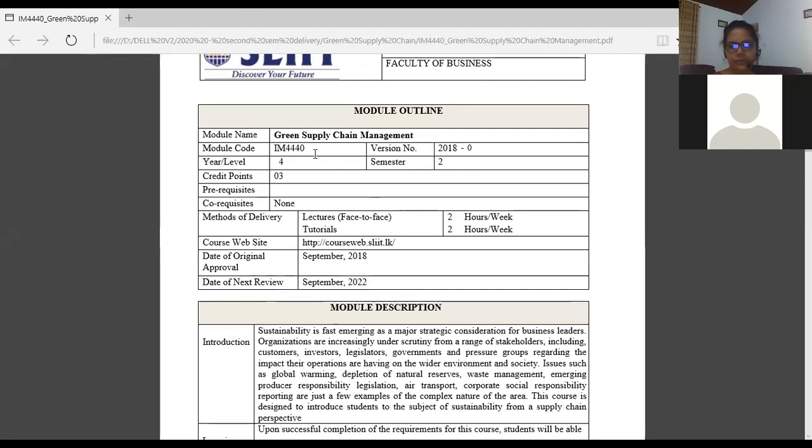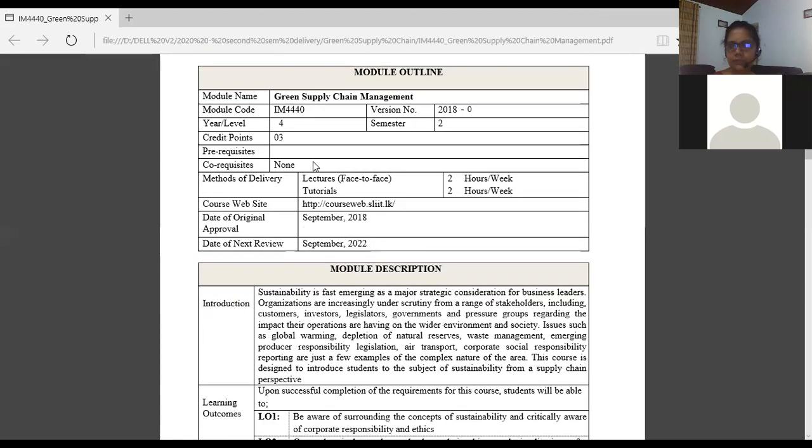The enrollment key is also the same as the module code. The credit points, it's three. So if you are planning for a first class, maybe since you are in the final year, if you are planning for a GPA of about 3.7, or maybe if you are somewhere around a second upper, this module plays a significant role in determining your GPA since the credit points is three.